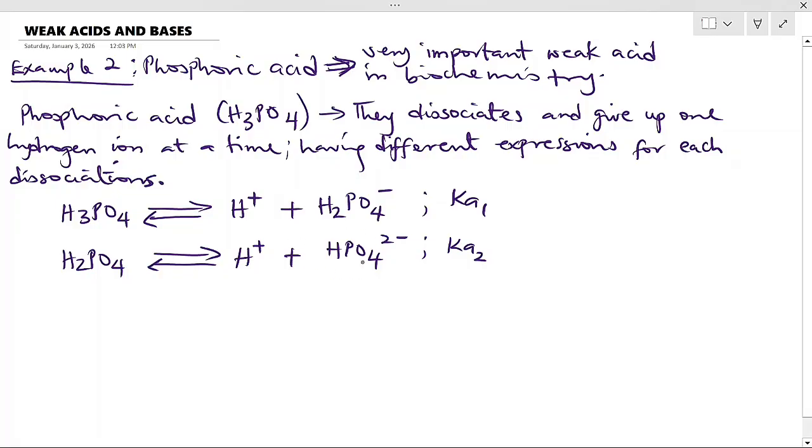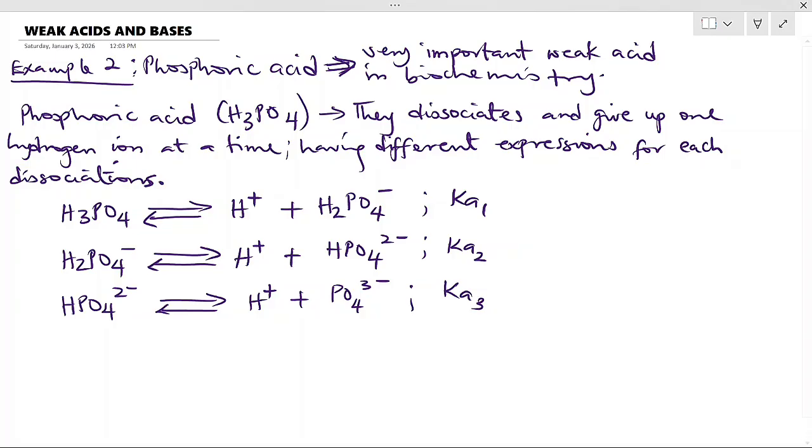And the last one, still having a proton that could dissociate, forms the third reaction: HPO4 2 minus goes into a dissociation reaction to produce a proton plus PO4 3 minus, and that forms your Ka3, which is your acid dissociation constant 3. So let's take the second dissociation constant of phosphoric acid and look at what the equilibrium looks like.